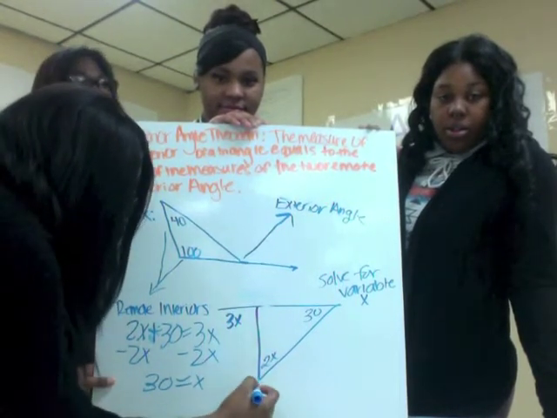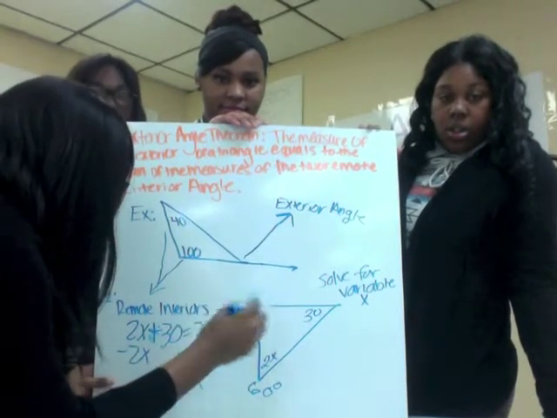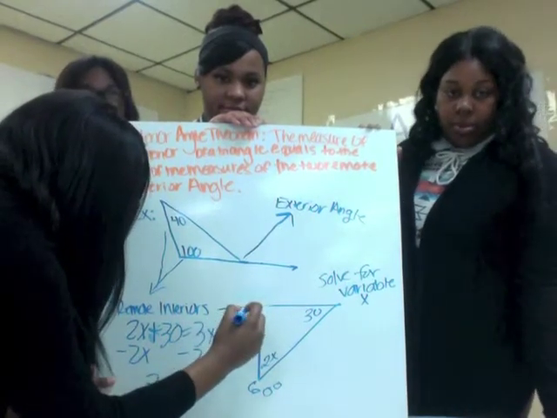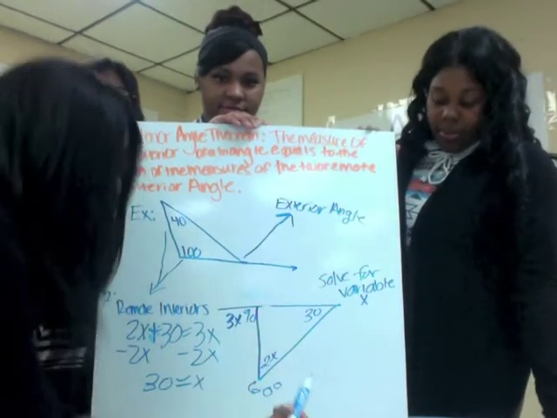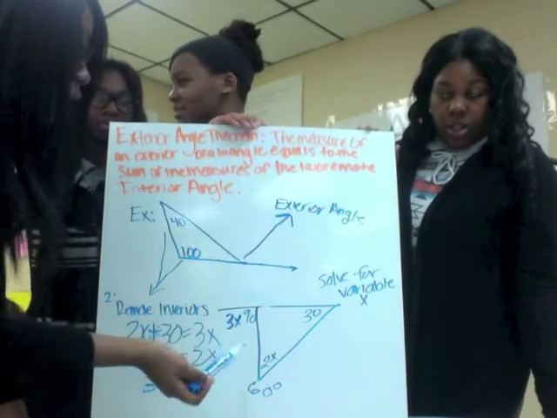So you'll know this angle right here equals 60 degrees. And you do 3 times 30, which is 90. So you'll know that the exterior angle right here equals 90. So when you add these two, you'll get 90, which equals the exterior angle.